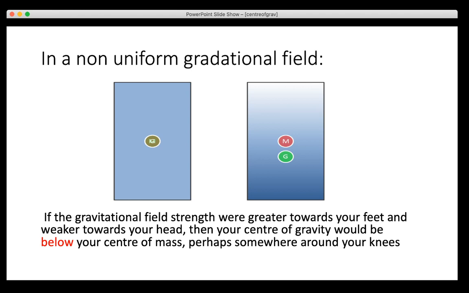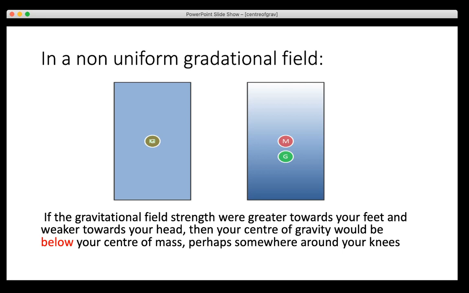Now, if the gravitational field is not uniform like this, on the left side, focus on the left figure. There we have a uniform gravitational field. Suppose this is the Earth. So here you can see both points are overlapping. If the gravitational field is uniform, then there will be no change in the location of center of mass and center of gravity. Now focus on the right side figure, where M is the center of mass and G is the center of gravity. So it is lowered in position.